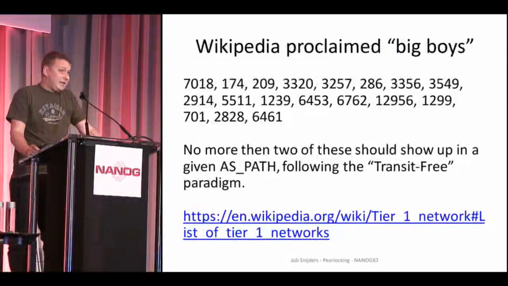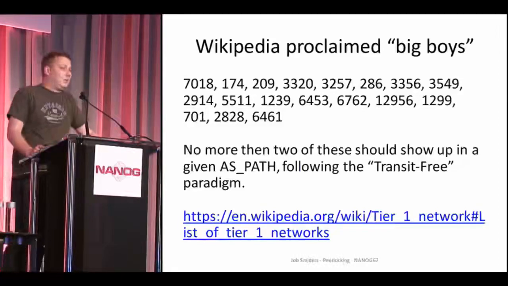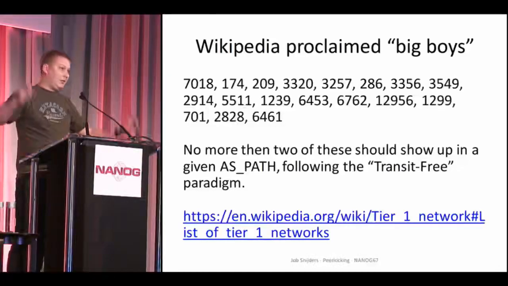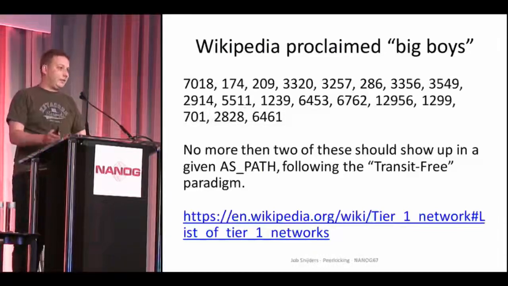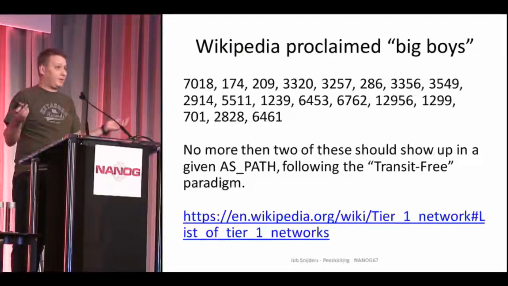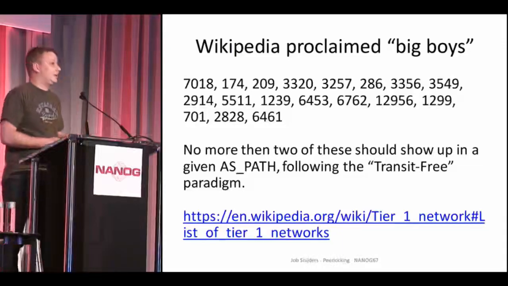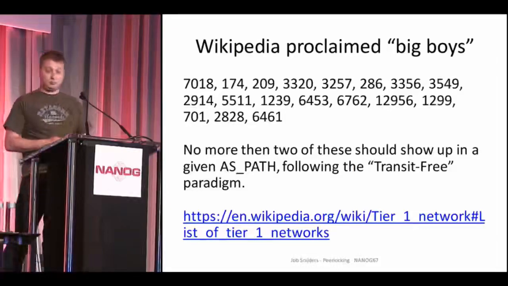When it comes to AS paths that don't make sense, if you look at these big networks, a lot of them are so-called self-proclaimed transit-free networks or tier 1 networks. Following that definition, we should never see 3 of these in the same AS path because by their own definition, they are without transit. So if we see 3 of these networks in a row, clearly one is providing transit to one of the others. And when this happens, this is usually a mistake.